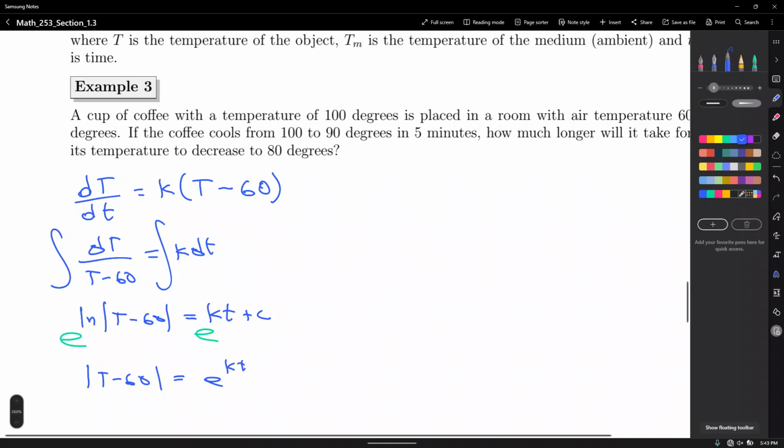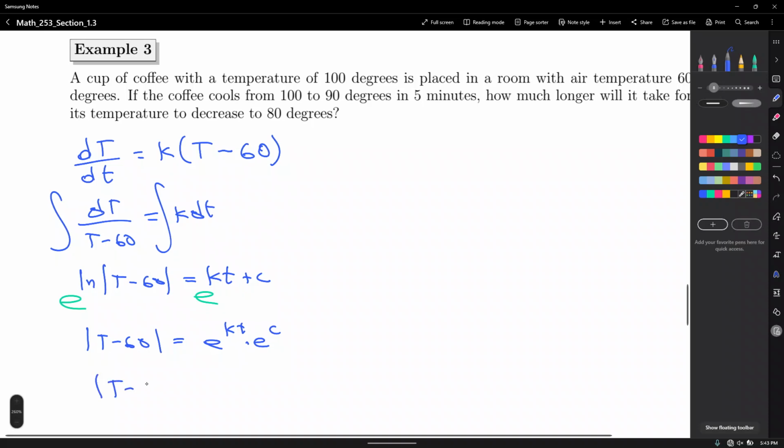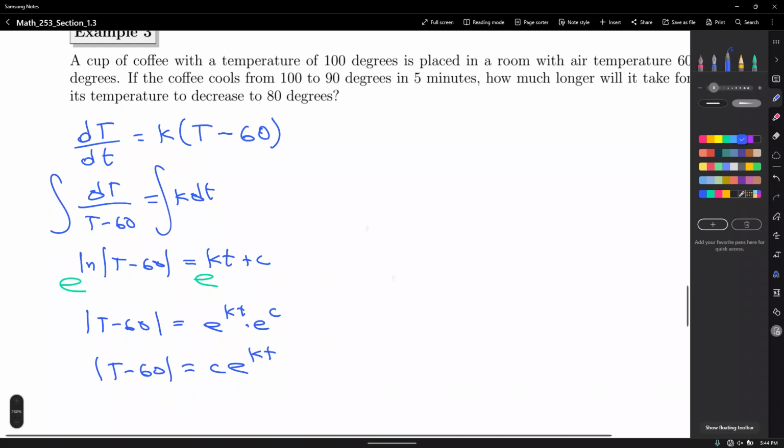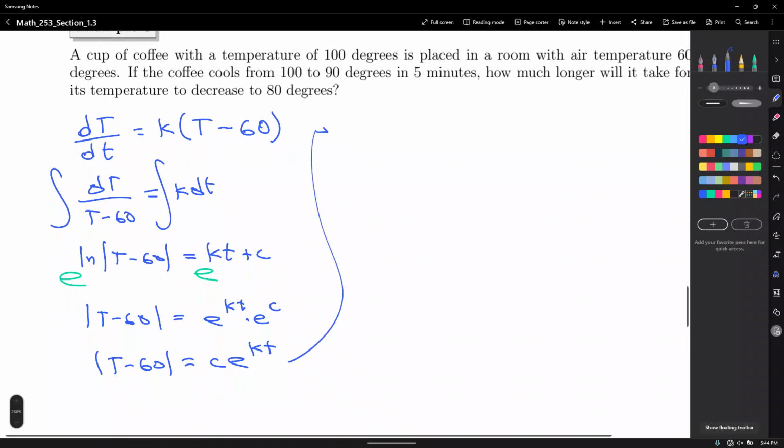At this point I'm going to do the whole thing, e to the C, one step at a time. So absolute value of T minus 60 equals e to the C times e to the kt. I'm going to cheat a little bit here and simply write T minus 60, skipping the plus or minus and the absolute value, equals C e to the kt. So that's finally T equals 60 plus C e to the kt.